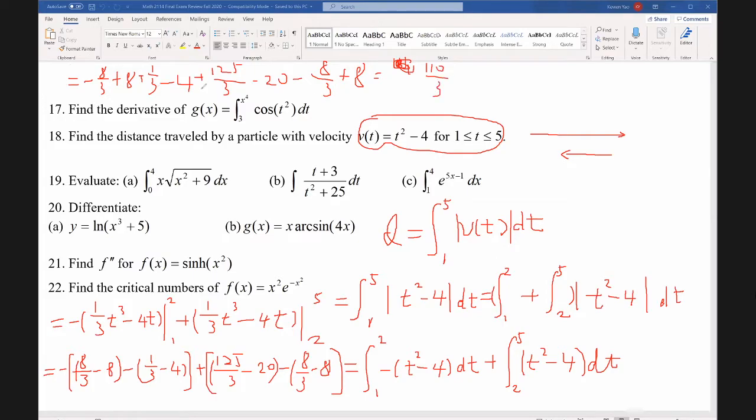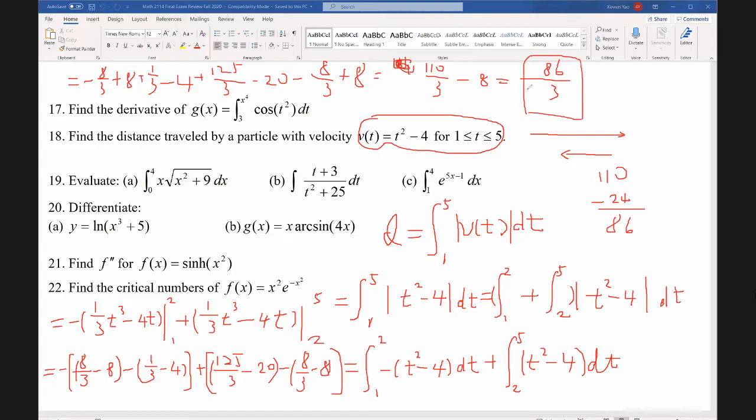Now let's look at the numbers. 8 minus 4 is 4. 4 plus 8 is 12. 12 minus 20 is minus 8. Okay, minus 8. So this will be 110 minus 24 over 3, right? So what's the answer? 86 over 3. So the final answer we have found is 86 over 3.